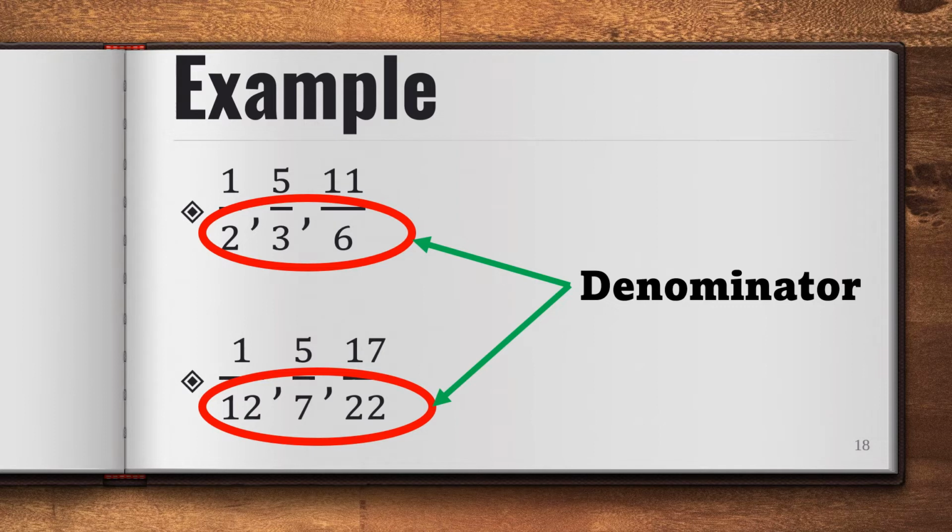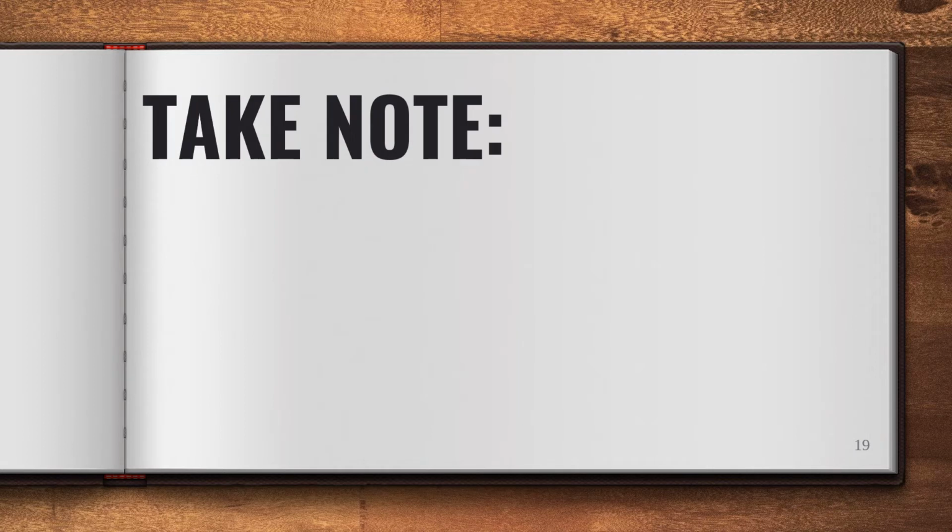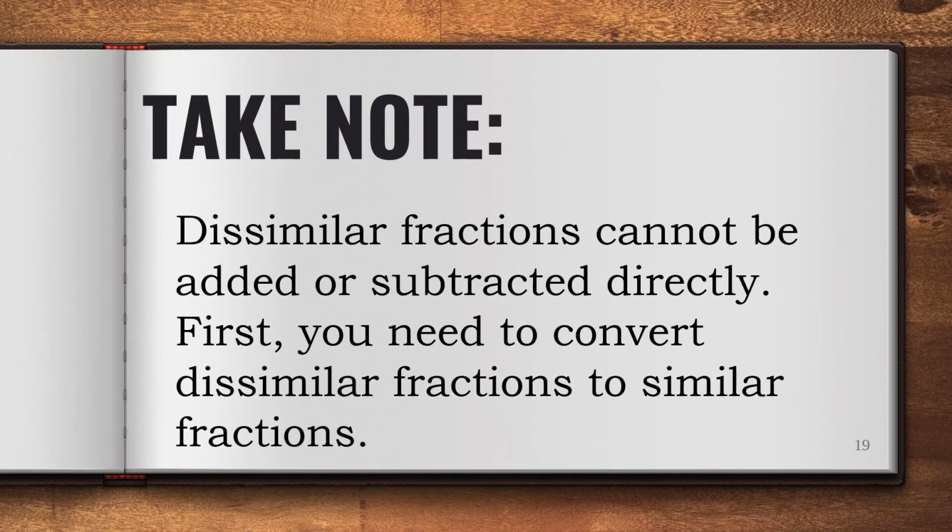So how do we add or subtract fractions that are dissimilar? Let's have the next slides. Take note also that dissimilar fractions cannot be added or subtracted directly. First, you have to convert the dissimilar fractions to similar fractions. So the first step in doing this is to convert the dissimilar fractions to similar fractions.